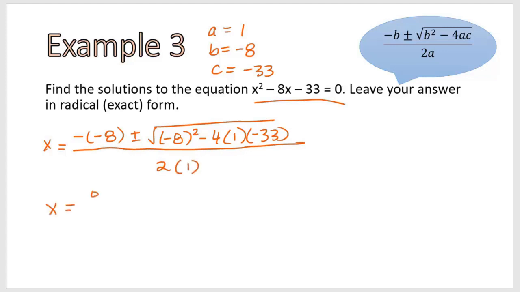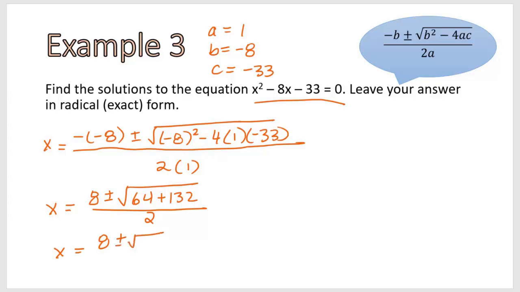All right, so x is equal to +8 plus or minus the square root of 64 plus 132, and all of that is divided by 2. In other words, x is equal to 8 plus or minus the square root of 196, all divided by 2. What makes this question a bit unusual is that 196 is a perfect square. In other words, x is equal to 8 plus or minus 14, and all of that is divided by 2.